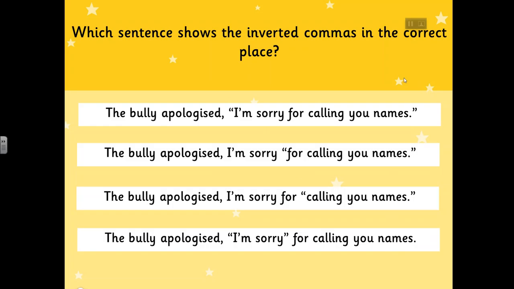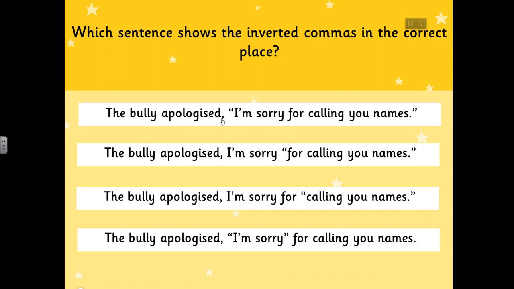Let's look at the next one. I'll read the sentence to you, see if you can hear the correct punctuation. The bully apologised. "I'm sorry for calling you names." So the words that the bully actually said were, "I'm sorry for calling you names." So those words need to have the inverted commas around them to show they are the words that the bully has spoken. That speech is following this verb, apologised.